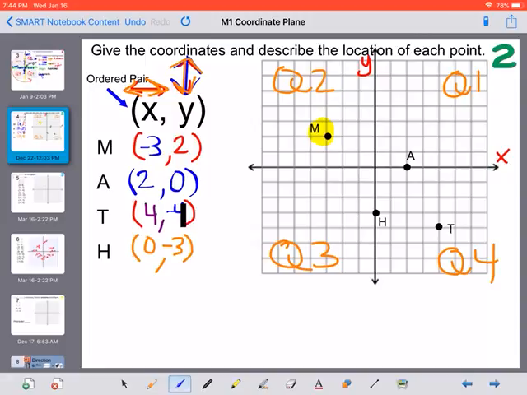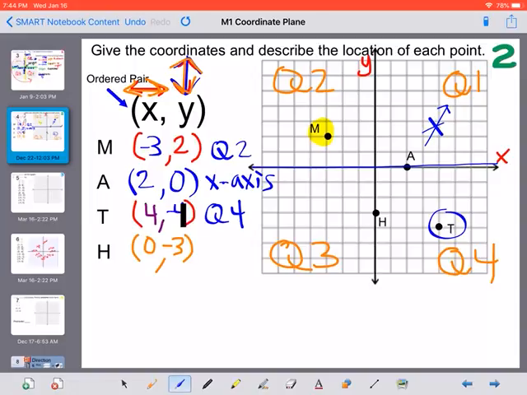So first, point M is in quadrant 2. Point A, it looks like it might be in quadrant 1, but that's not correct. It's actually on this line. It's on the x-axis. The letter T, that one right here, is in quadrant 4, Q4. And then letter H. This one right here, where's the dot, not the letter? The dot is on the y-axis. So you can write that. It's on the y-axis.